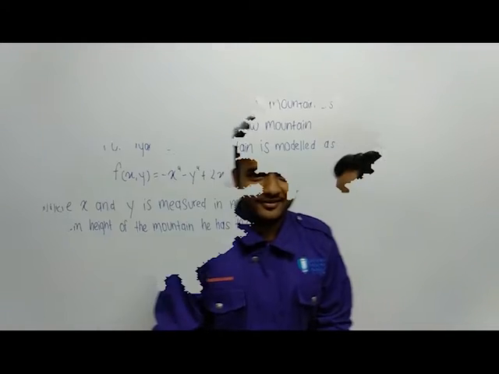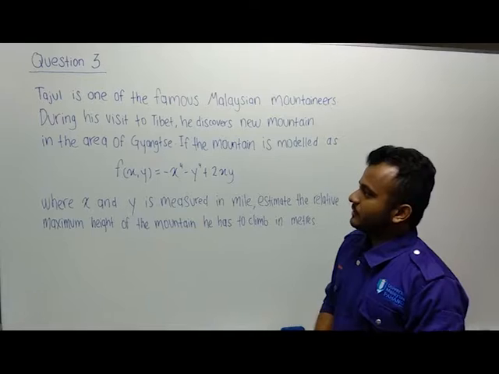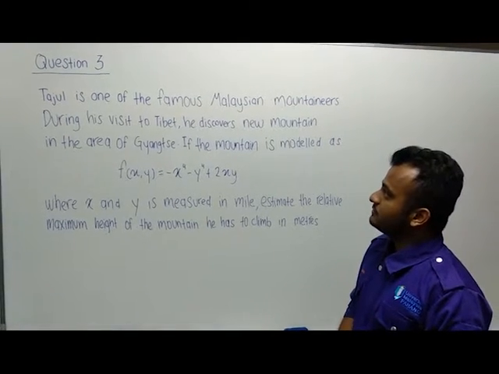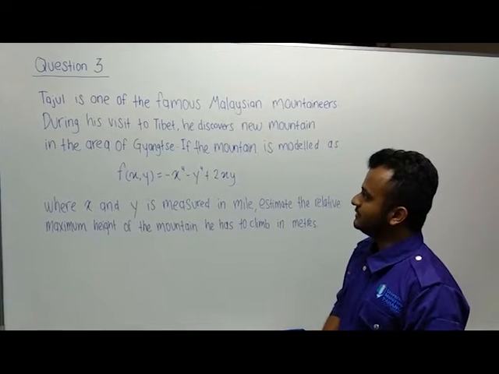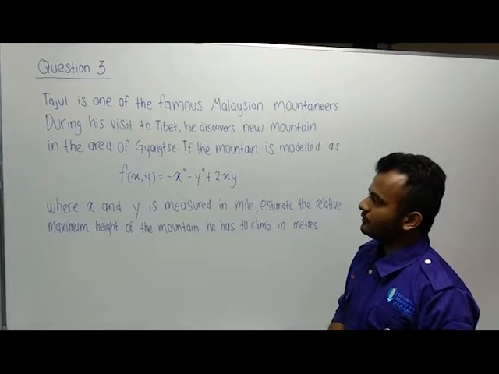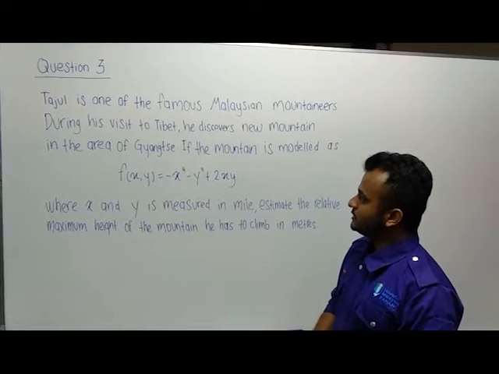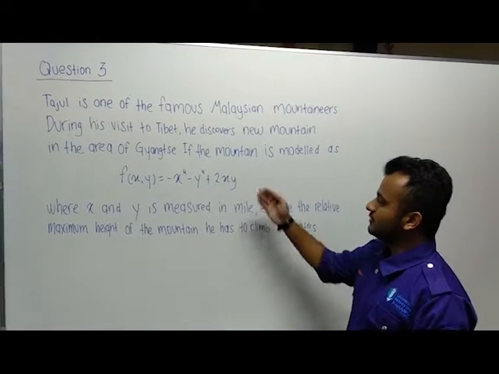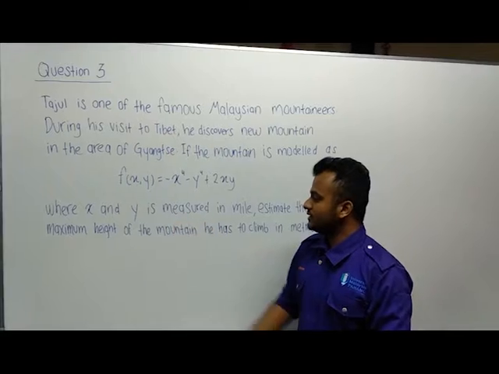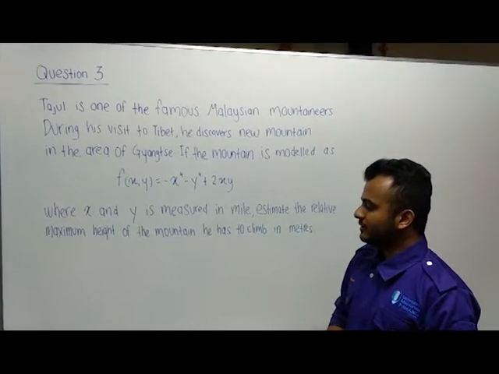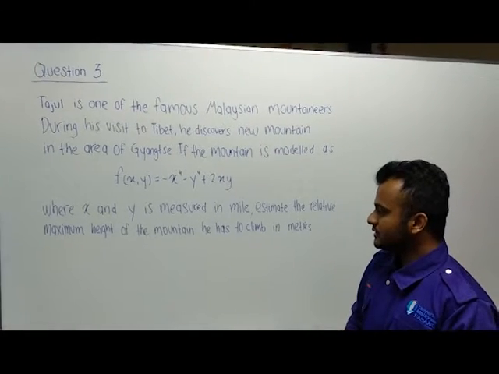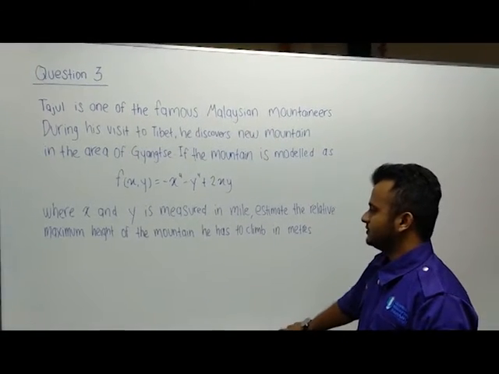So today we are going to explain our group assignment calculus, question number 3. The question is about Tajul, one of the famous Malaysian mountaineers. During his visit to Tibet, he discovers a new mountain in the area of Yangtze. If the mountain is modeled as this equation, where x and y are measured in miles, estimate the relative maximum height of the mountain he has to climb in meters.